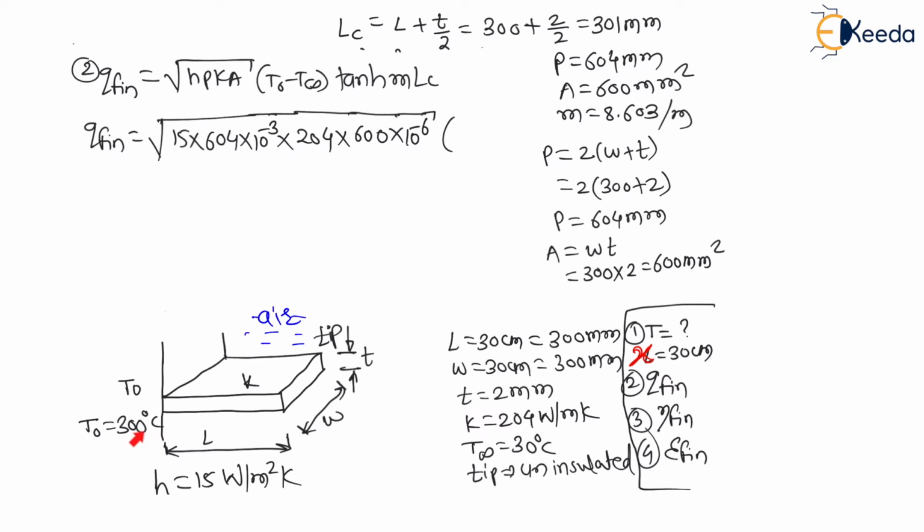The base wall temperature is 300 degrees Celsius and the surrounding fluid temperature is 30 degrees Celsius. Therefore, it will become 300 minus 30 degrees Celsius into tan hyperbolic function of m, which we have calculated as 8.603, into the corrected length, 301 mm, that is 301 into 10 to the power minus 3 meter. Now, my dear students, in this complete equation, only the heat transfer through the fin is unknown. So let us solve this equation for heat transfer through the fin.